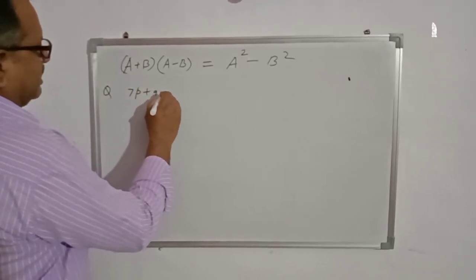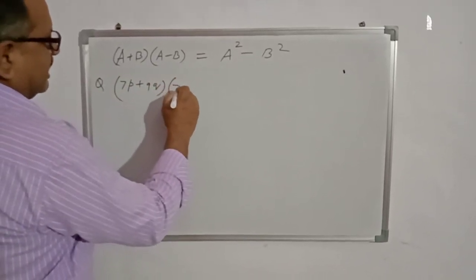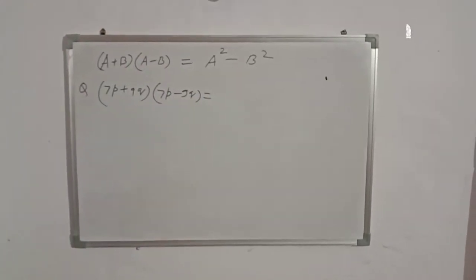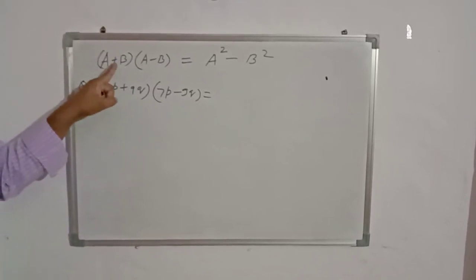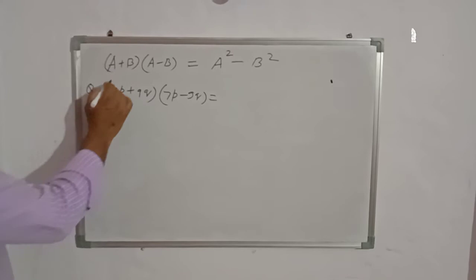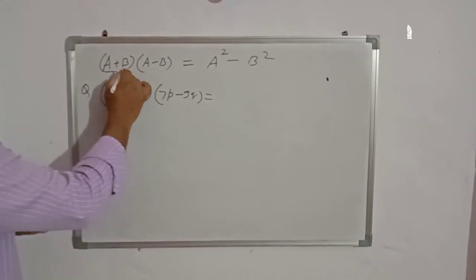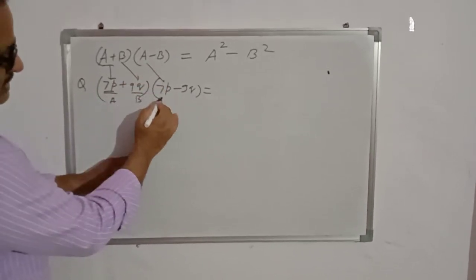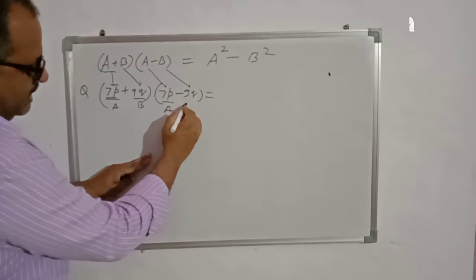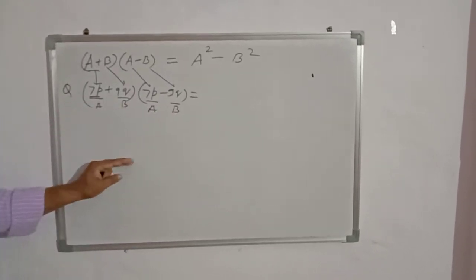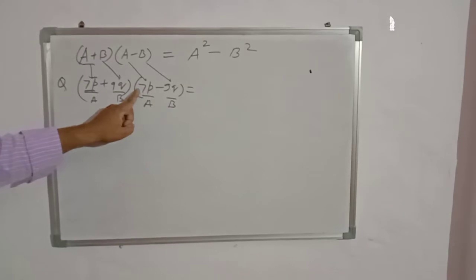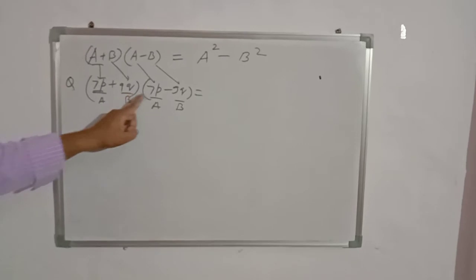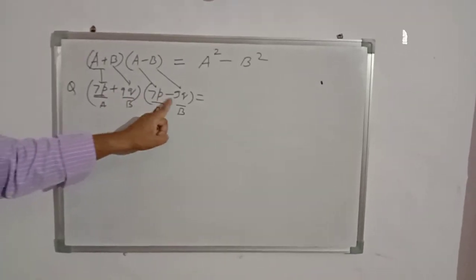7p plus 9q, 7p minus 9q. We have to find this product. So we will compare it with the identity. What is in place of a here? 7p. What is b? 9q. In the second bracket, 7p is a and b is 9q. We see that the sign of 7p is the same in both the brackets, so that is a. But the sign of the second term 9q is opposite in both the brackets. Here plus sign, here minus sign.